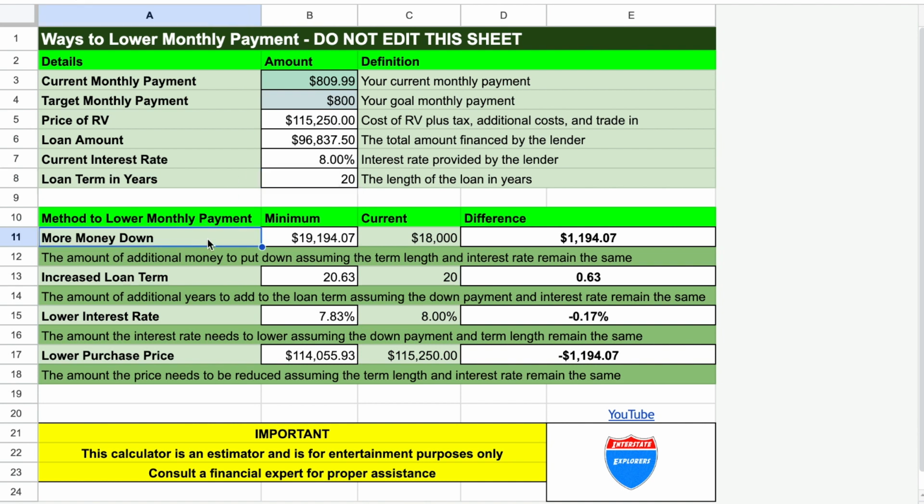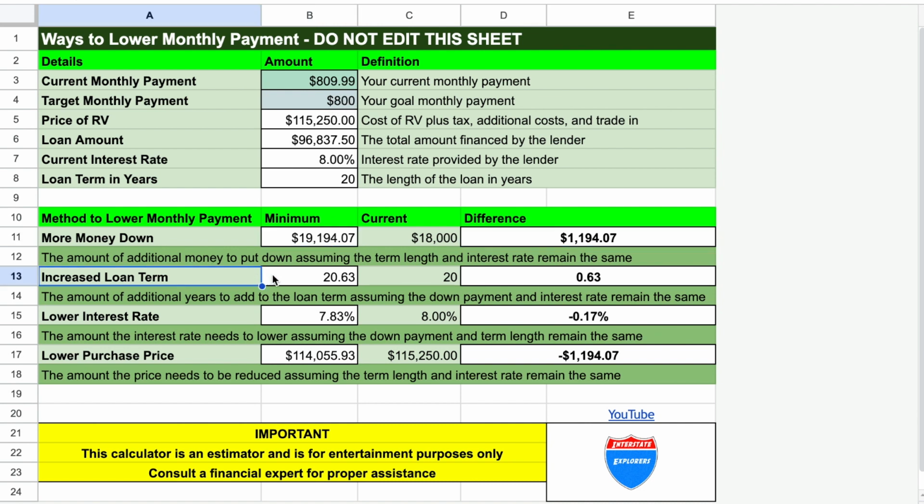There's basically 4 ways to lower your monthly payment. The first way is to put more money down. The second way is to increase the term of your loan. The next way is to lower your interest rate. And the final way is to lower your purchase price. So if we put down a total of $19,194.07 for our down payment, that would lower our monthly payment to our goal of $800.